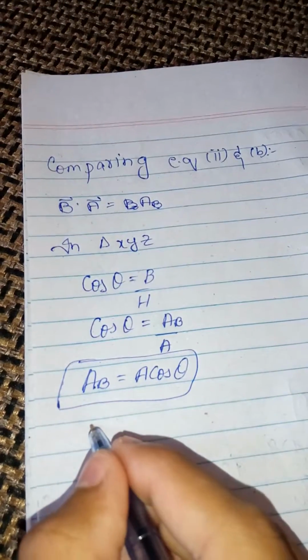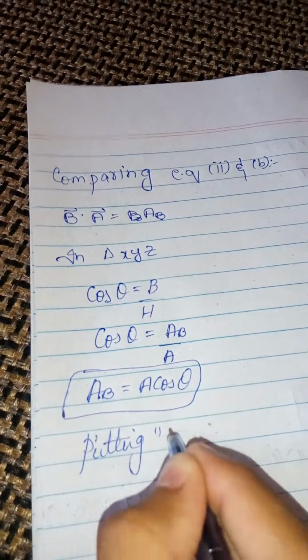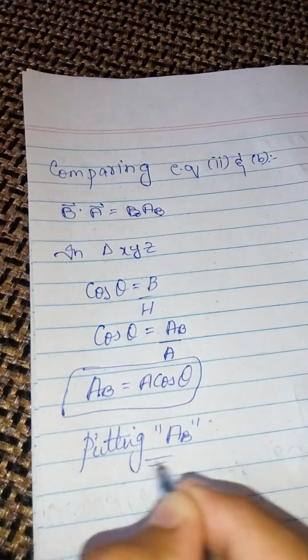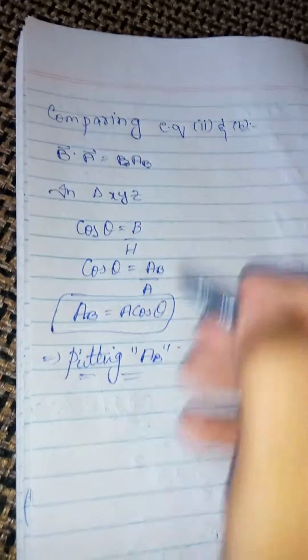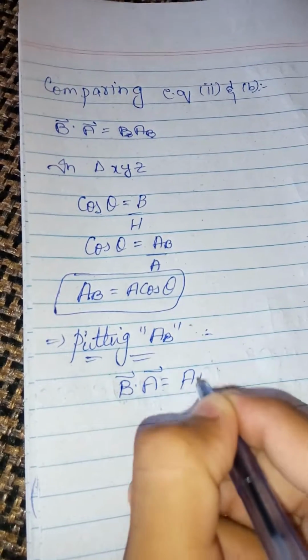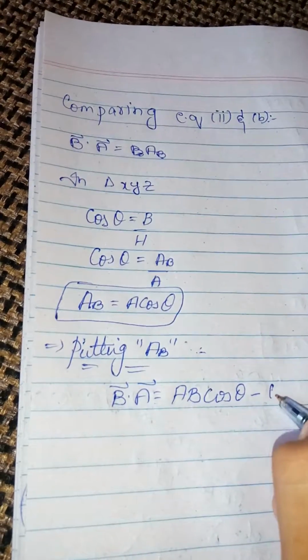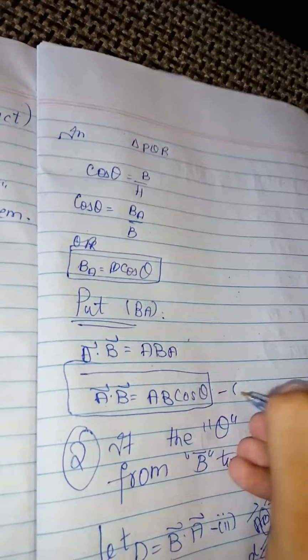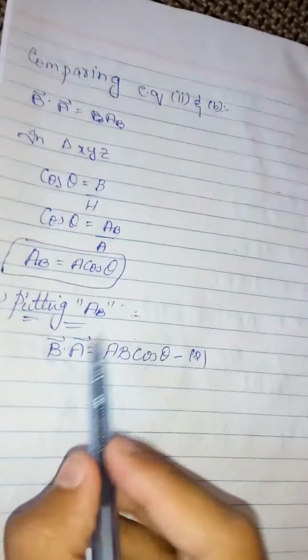Then I'm going to put a_b into this equation. When I put a_b in, b vector dot a vector will be equal to a b cos theta. I named this equation 2, and the equation found earlier 1. Just see: a vector dot b vector is equal to a b cos theta, and b vector dot a vector is equal to a b cos theta. Then we can compare them both.